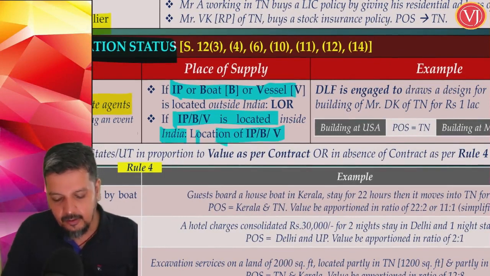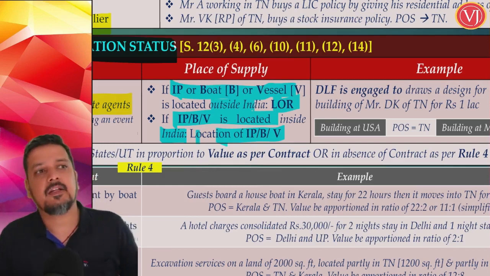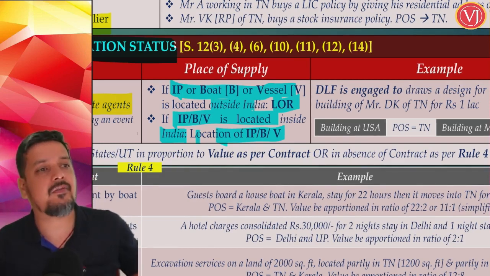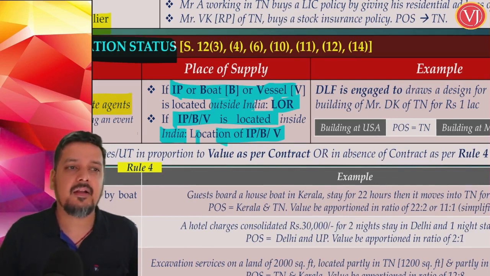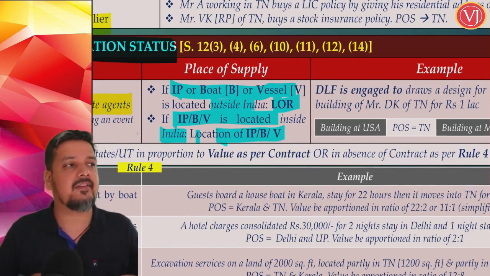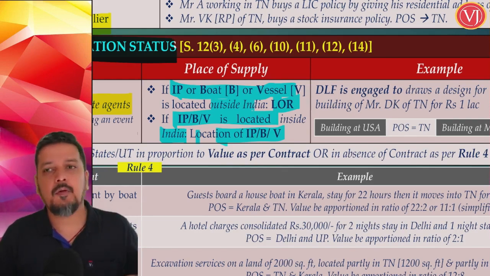If the immovable property or boat or vessel is in India, it is the location of the immovable property. If it is outside India, it is very similar to what we have already discussed for events. If the immovable property or boat or vessel is outside India, it is location of recipient.